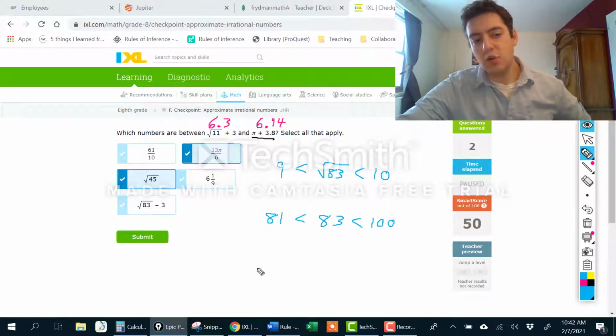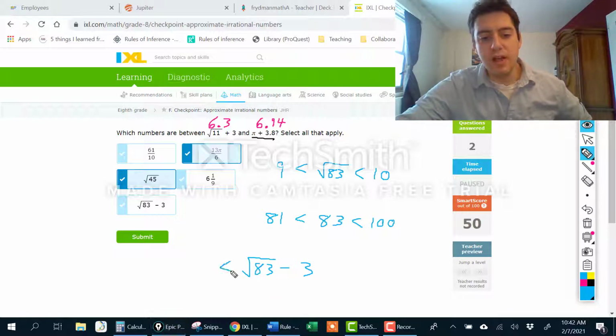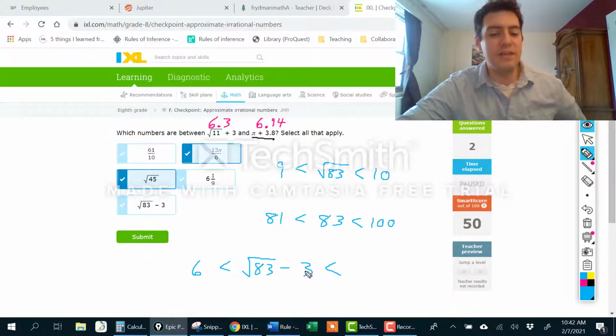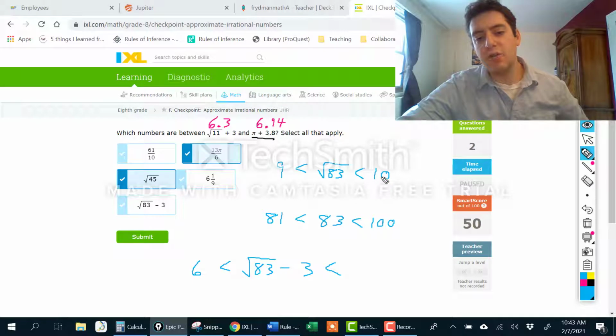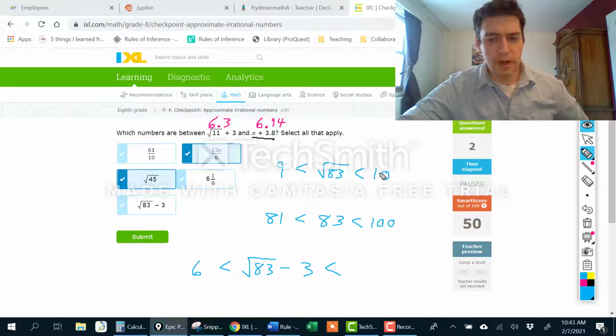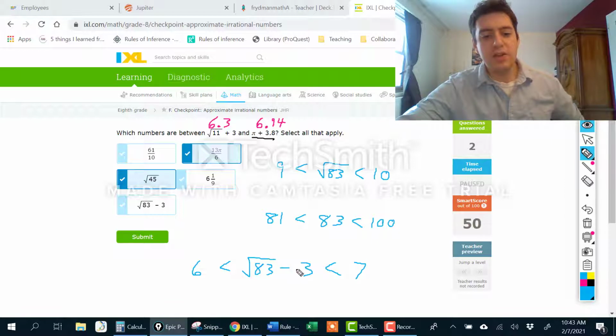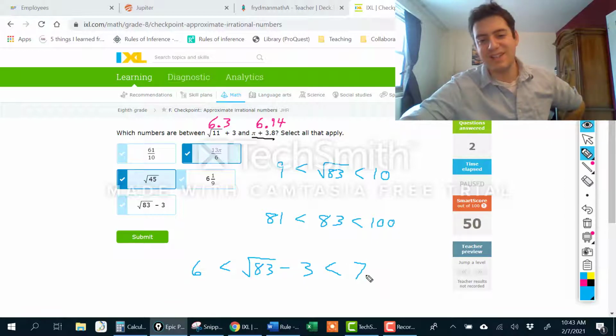And then the square root of 83 minus 3, if I take the lower number here, then 9 minus 3 is 6. And since the square root of 83 is greater than 9, I know that the square root of 83 minus 3 must be greater than 6. If I take the bigger number here, 10 minus 3 would be 7. Since I know that the square root of 83 is less than 10, then the square root of 83 minus 3 must be less than 7. So this is going to give me a number somewhere between 6 and 7.